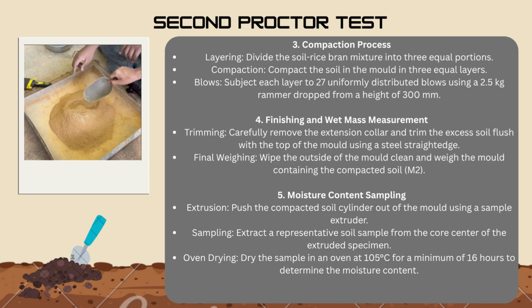Trimming: carefully remove the extension collar and trim the excess soil flush with the top of the mold using a steel straight edge. Final weighing: wipe the outside of the mold clean and weigh the mold containing the compacted soil.